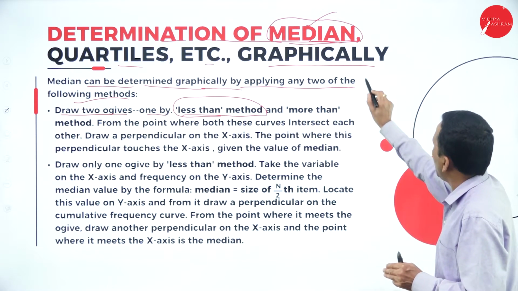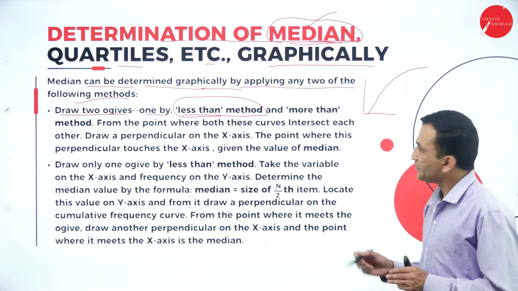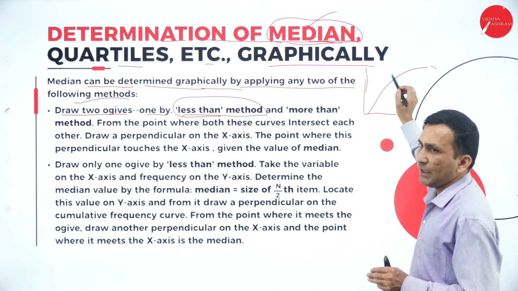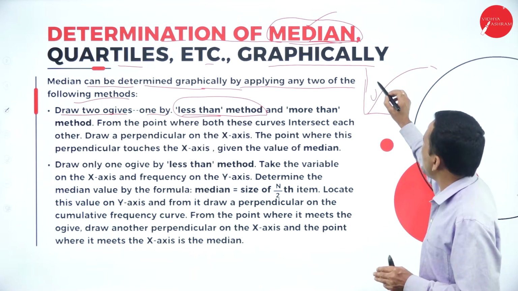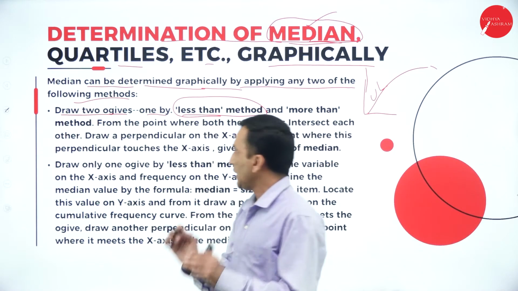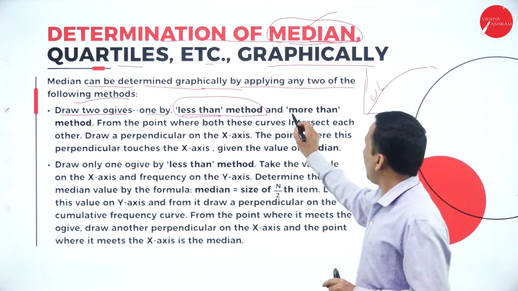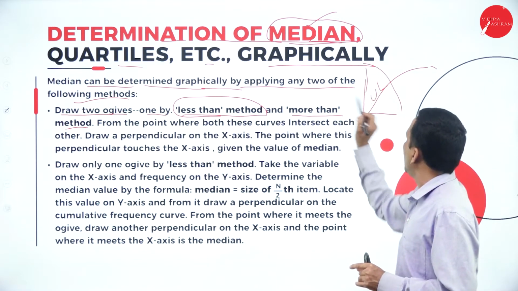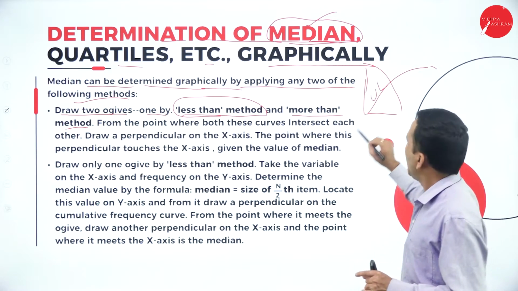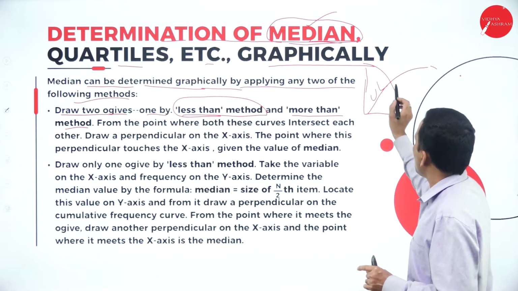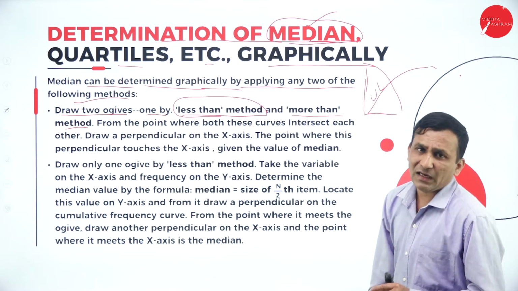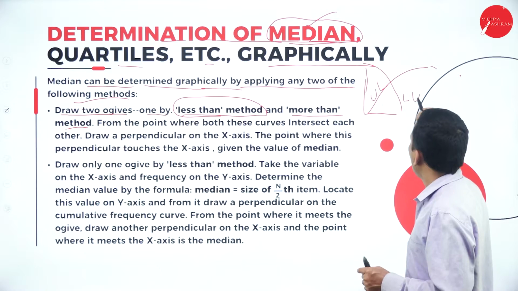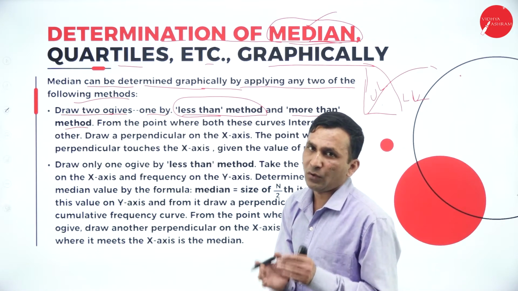The less than method, in the graph sheet, always goes in the right direction. So when we do the less than cumulative frequency, we will always consider the upper limit. You have to always remember that. And when we do the more than method, the more than graph goes to the left side, while the less than goes from the right side. So for the more than method, we will always consider the lower limit of the class interval. You have to remember, once again I am repeating.